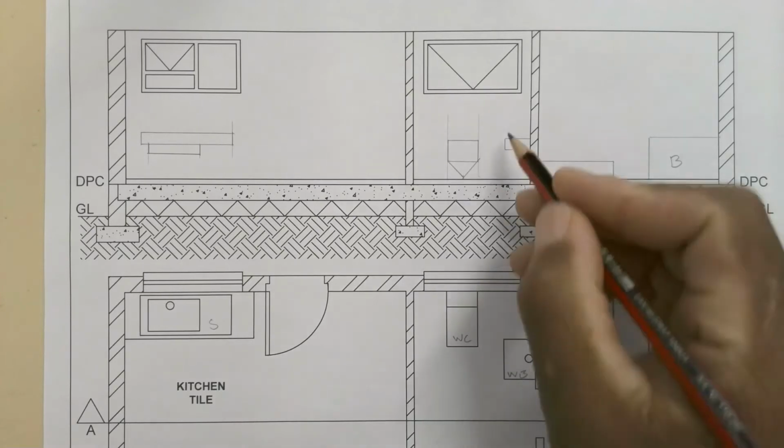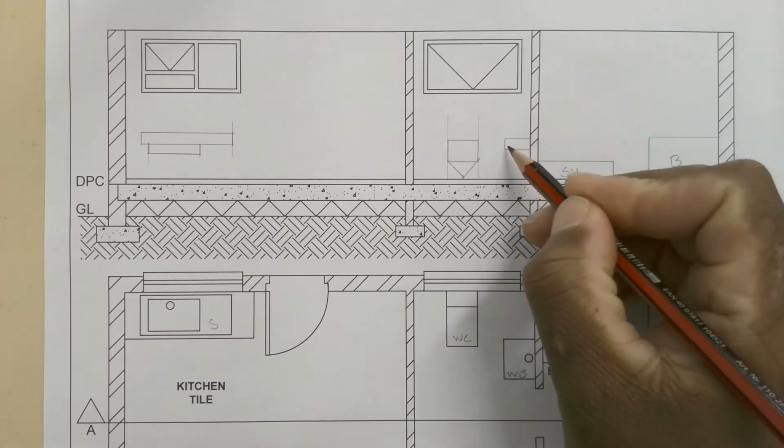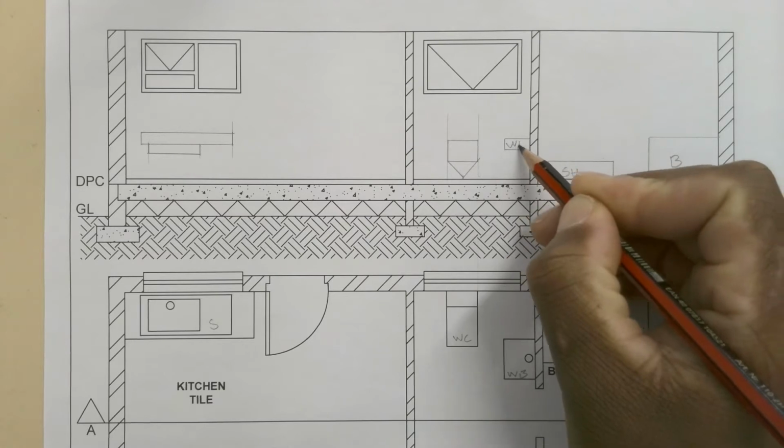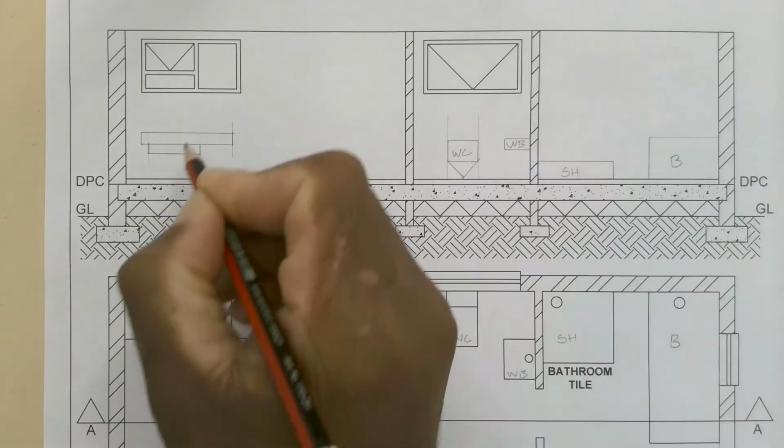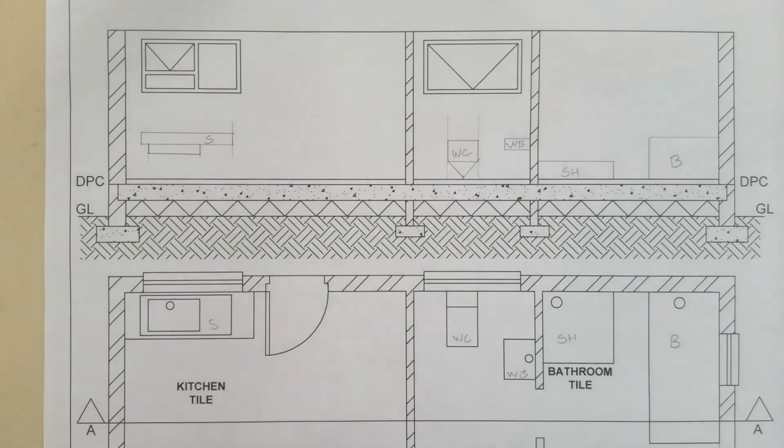Of course, all of them will be labeled like this one here: WB, wash basin; WC, water closet; and then we have S, which is sink. This is just the first 5 of them. There's more that we need to do.